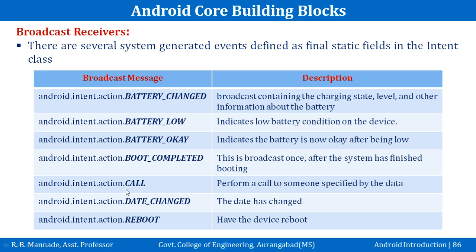right? The next is CALL, and this is used to perform a call to someone specified by the data. As data, we make a call to a particular receiver by using our keypad or our contact list, say the dialer user interface of the mobile phone, right? So programmatically we can also make a call using this particular action that is called the intent android.intent.action.CALL message.